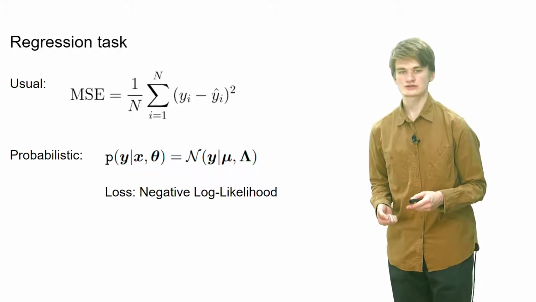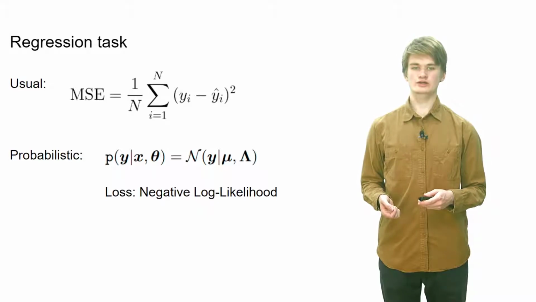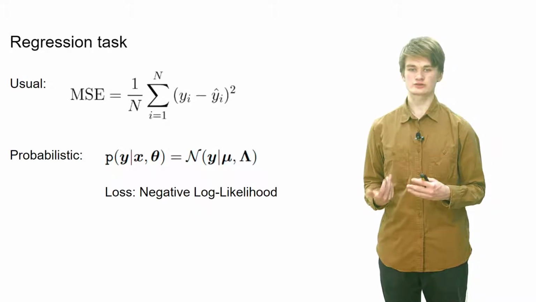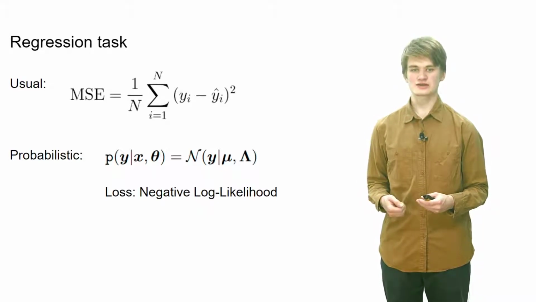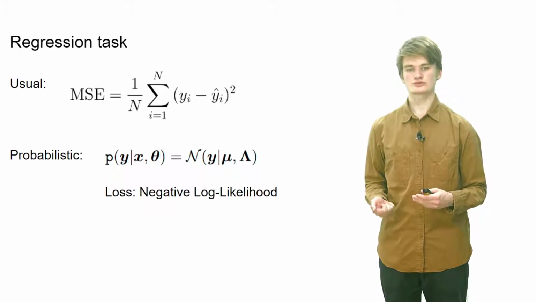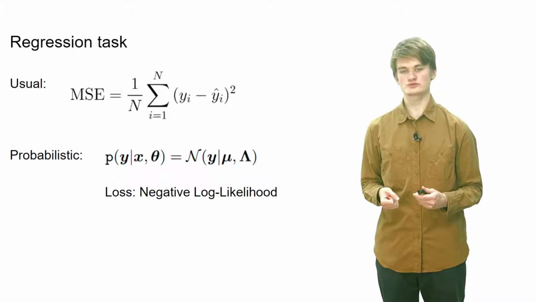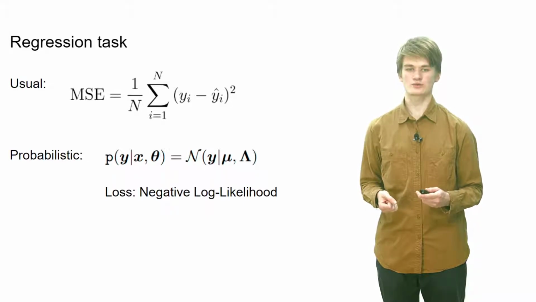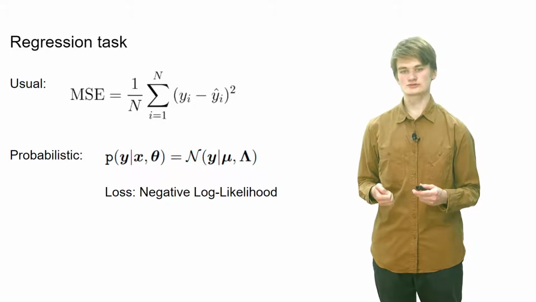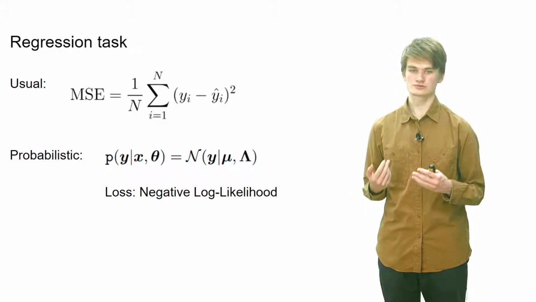To calculate the uncertainty measures, we can use probabilistic models. For example, we can consider that targets are produced by normal distribution. In this case, the neural network will predict mean and variance. Mean will be responsible for the answer, and variance will be responsible for the confidence of our model. And we will use negative log likelihood loss to optimize this.